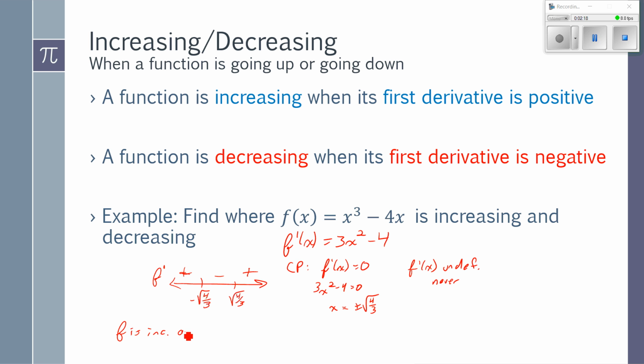So I can say that f is increasing on the intervals from -infinity to negative square root of 4/3, and from the positive square root of 4/3 to positive infinity. And then f is decreasing on the interval from negative square root of 4/3 to the positive square root of 4/3.